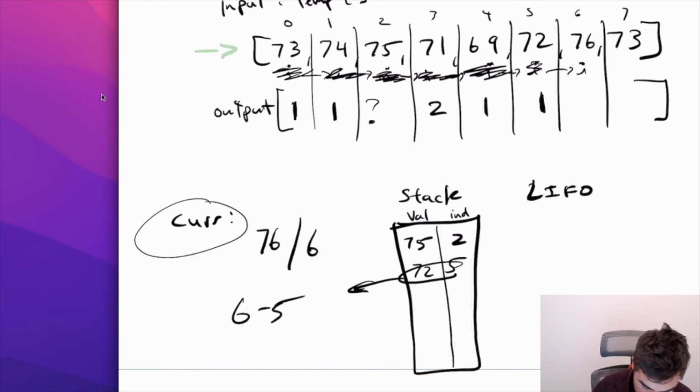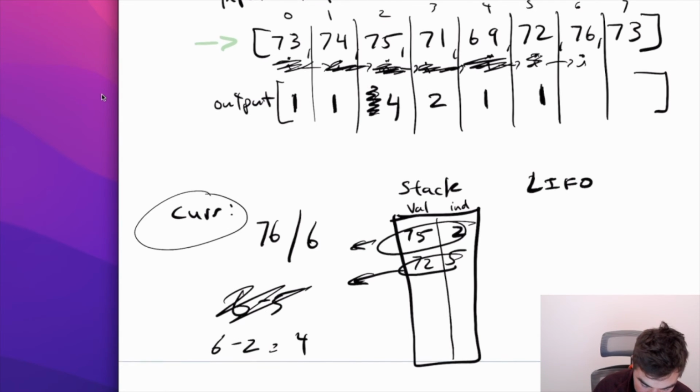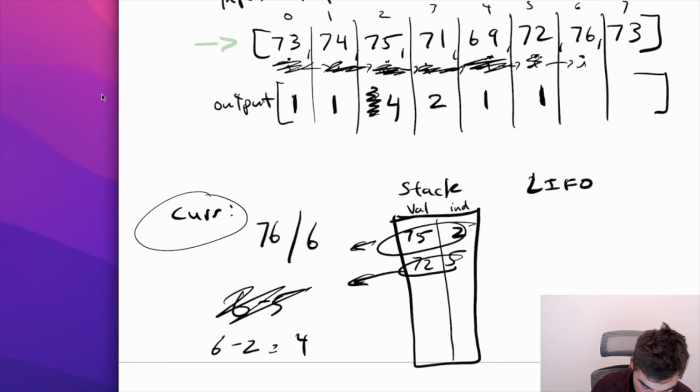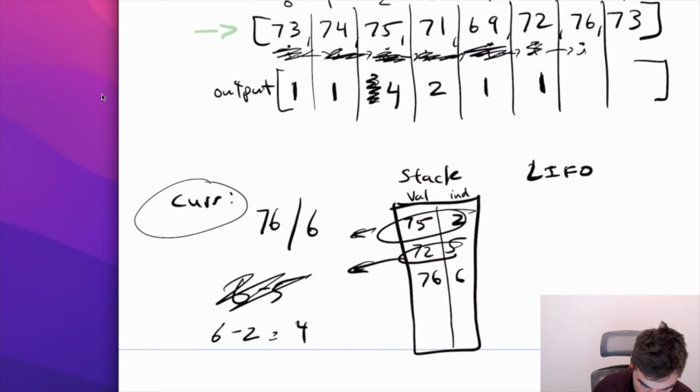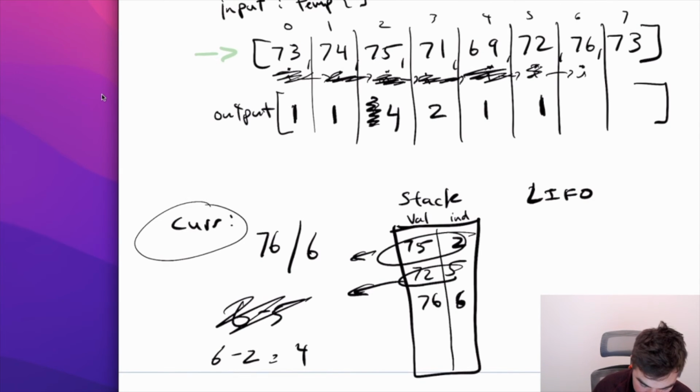Great. And then 76 also can solve 75's issue, right? So we pop 75 out, and we do 6 minus 2 to get how many days it's been. It's been 4, so then we add 4 to 75's problem. Okay, nothing left on the stack, so then we push it back onto the stack. Push 76 onto the stack. Okay, and then we move I to the last element here.